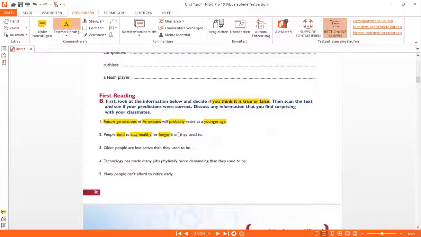So before you go to the text, make sure you've got your keywords that you've highlighted. In this case, future generations, Americans probably retire at a younger age. Or number two, tend to stay healthy for longer than they used to be.